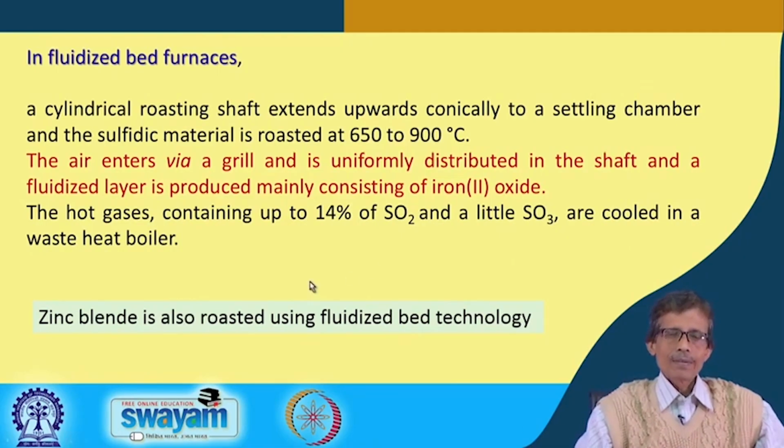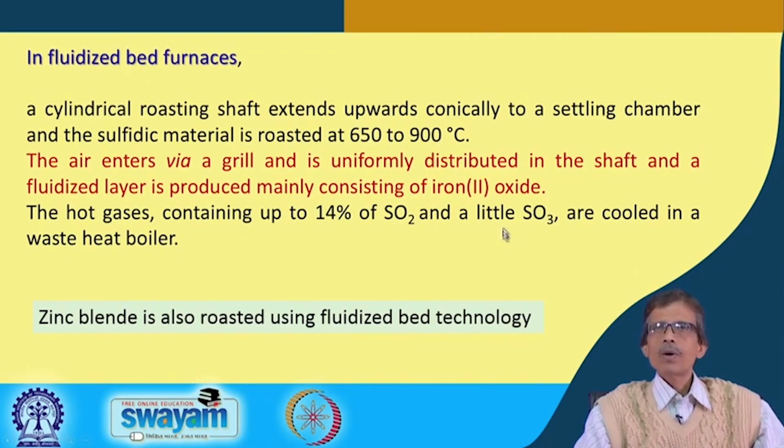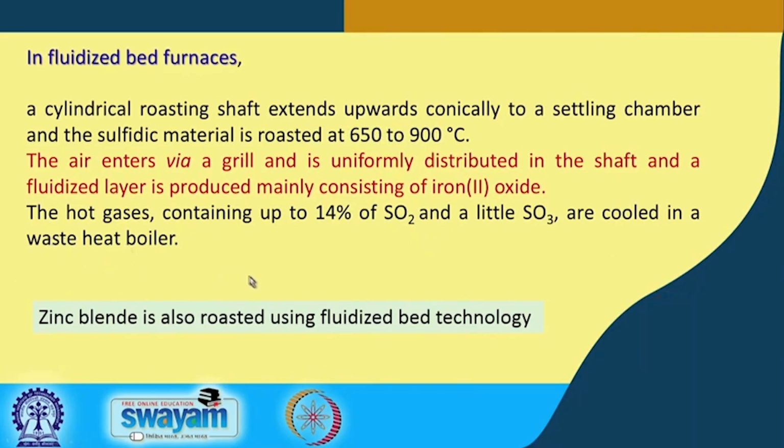So, the hot gas is basically a mixture containing up to 14% of sulfur dioxide and very little sulfur trioxide, because some amount of sulfur trioxide can also form, and it is cooled in a waste heat boiler. Because the temperature is very high, 650 to 900 degrees centigrade, the gas we are producing is at a very high temperature, and when we cool it to a lower temperature we get a waste heat boiler. That means heat is being removed from the medium.